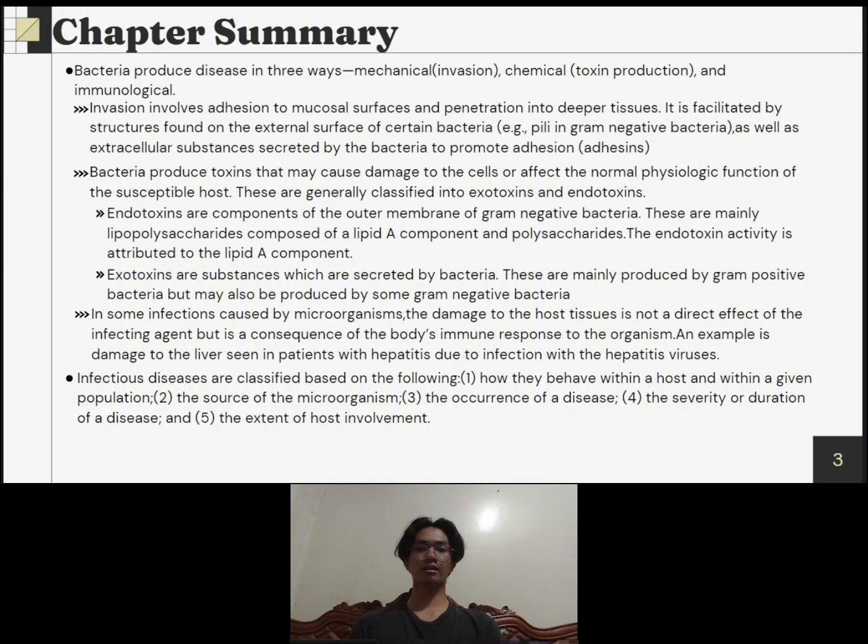Yung third way ng production of the bacteria is the immunological. In some infections caused by the microorganism, the damage to the host tissue is not a direct effect of the infecting agent, but is a consequence of the body's immune system response to the organism. Ang magiging example niya dito is kung paano nag-react yung bacteria dun sa immune system ng isang tao at kung paano niya na-overcome yun.